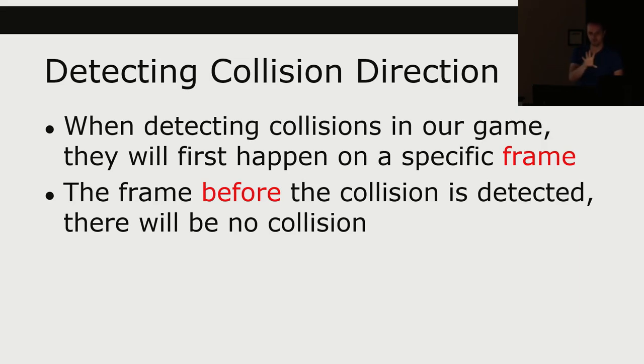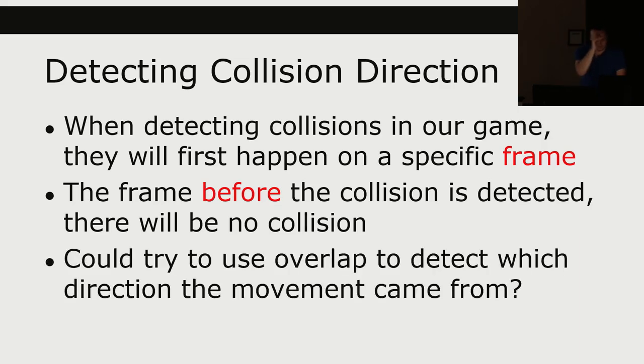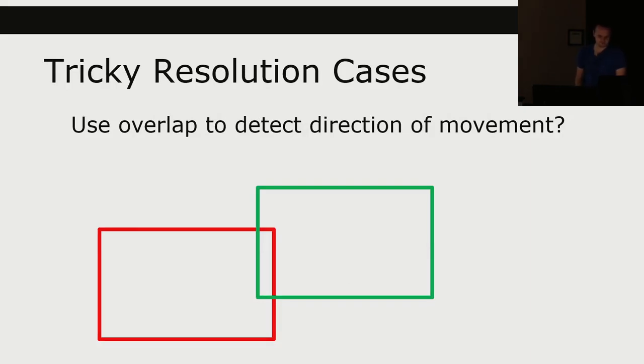So there was no collision on one frame, and then there is a collision on the next frame. So we could try to use the overlap to maybe detect which direction the movement came from. So if we're trying to detect if we came from the right or from the top or whatever, let's try and use that box, the overlap, to detect that. So for example, which direction did the green rectangle come from?